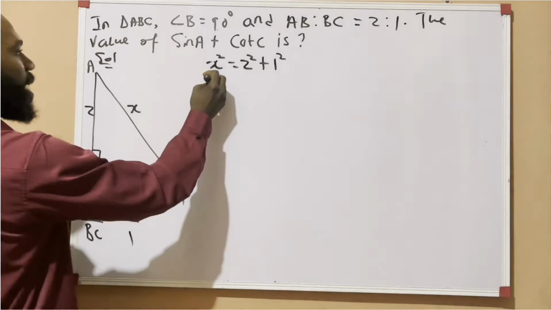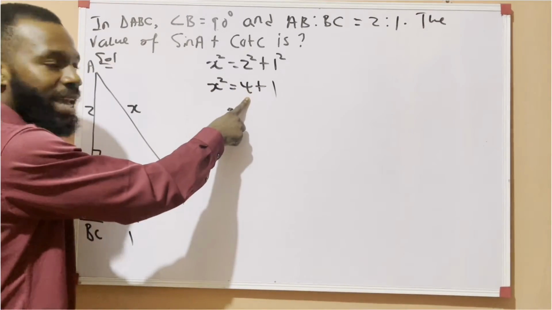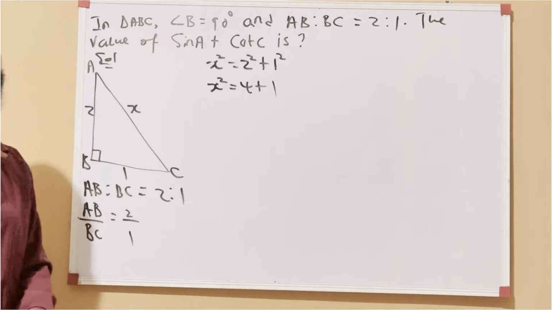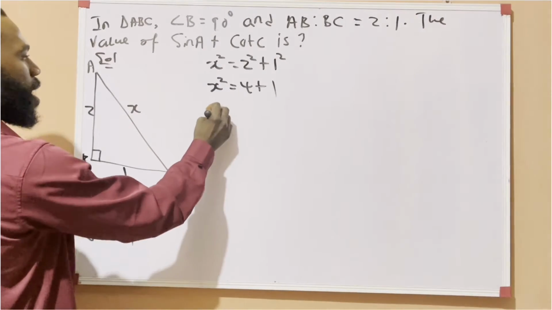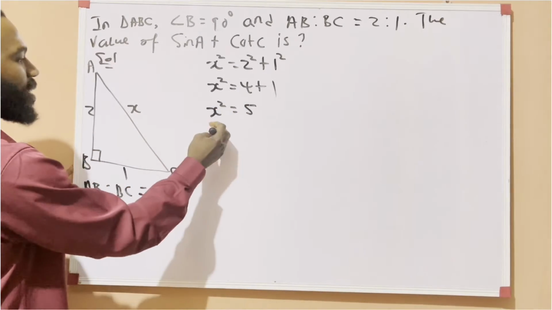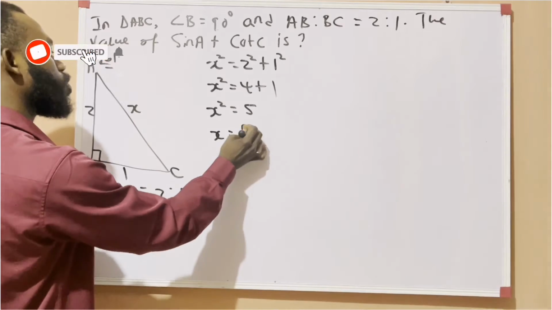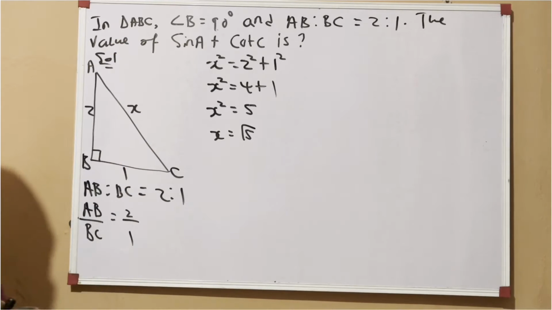So here becomes X squared is equal to 4 plus 1. And how did I get 4? 2 raised to the power 2 means 2 times 2, which is 4. And 1 raised to the power 2 means 1 times 1, which is 1. So I have X squared is equal to 5. So to get X, it means X becomes the square root of 5. Now, the values of the three sides are gotten. Let us go back to what we were told to find.